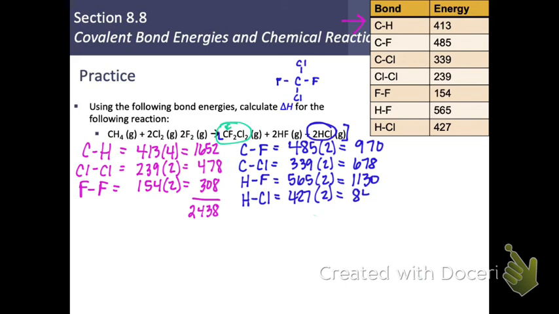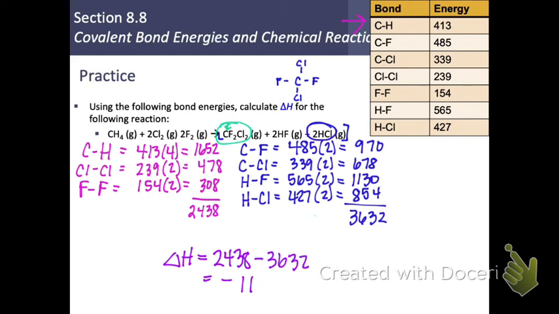So then we're going to add up that whole products side. 3632 was my total for my products. And so now to find the change in enthalpy, I will take 2438 minus 3632, and I get negative 1194 kilojoules.